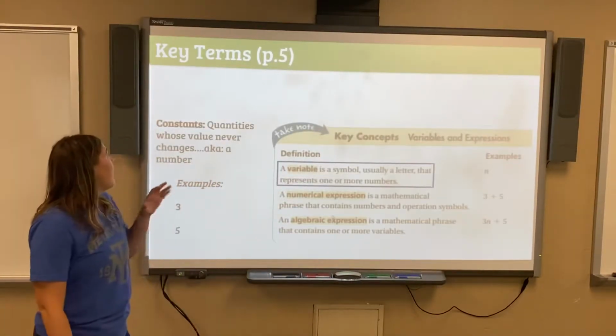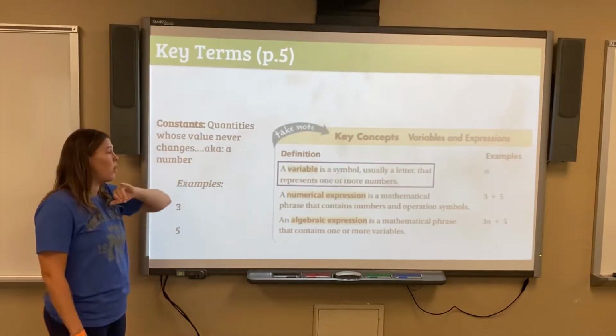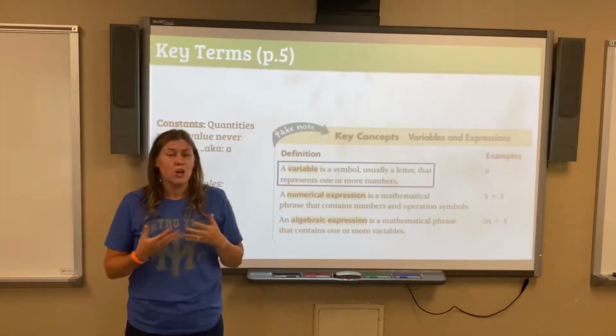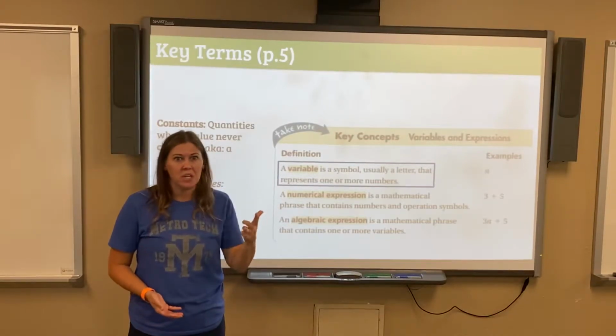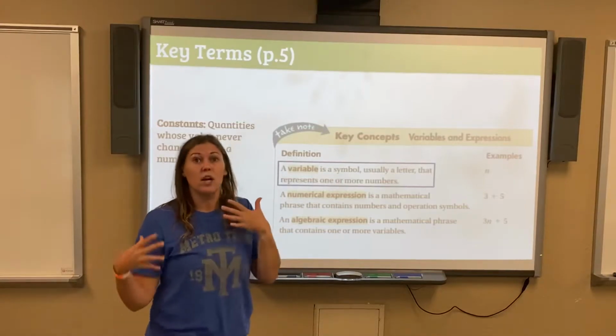So now let's talk about some key terms. First we have constants. Constants are quantities whose values never change. Constants are always numbers. Okay, 3, 5, 7, negative 4, negative 11. These are constants.